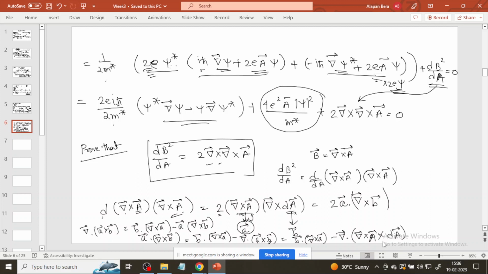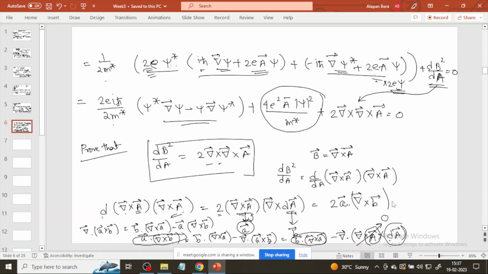Okay, now look at this term. A and dA have the same direction, so when we take the cross product of them, this term goes to 0, because when two vectors have the same direction, their cross product is 0. So this is 0, and we get A dot curl of B is equal to B dot curl of A.